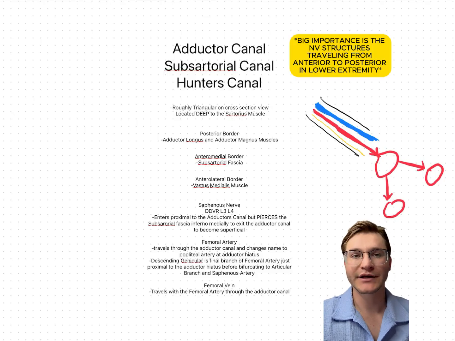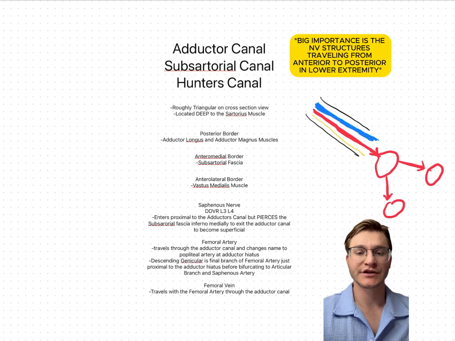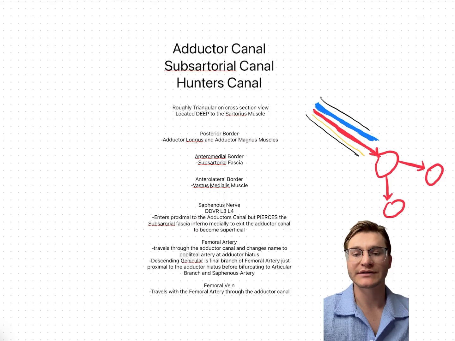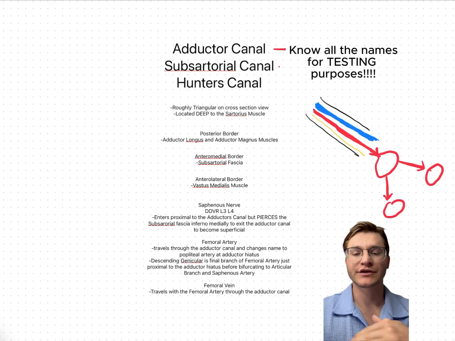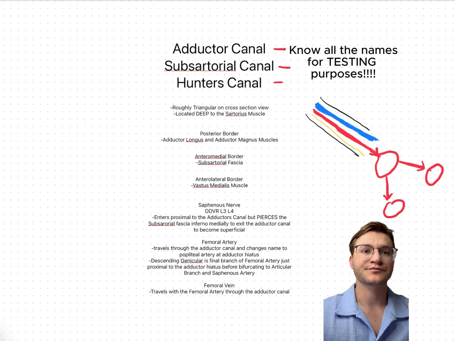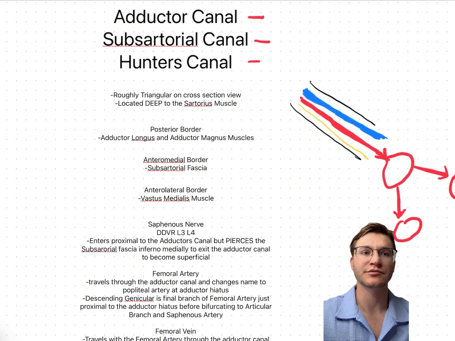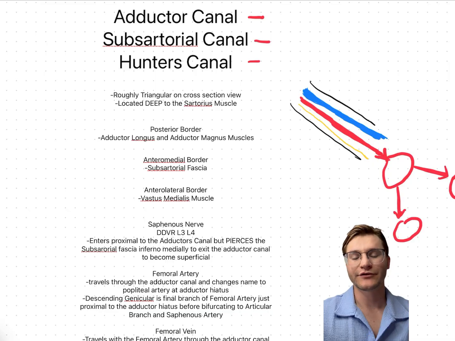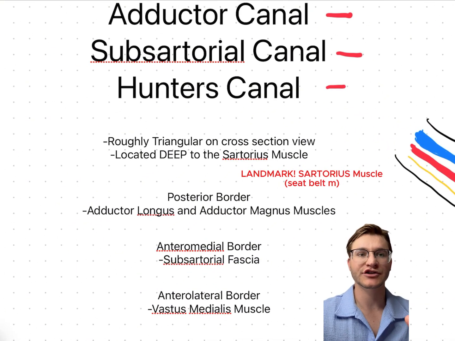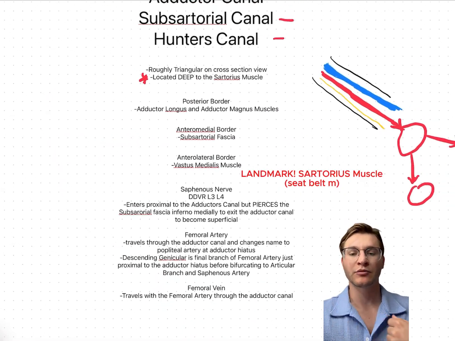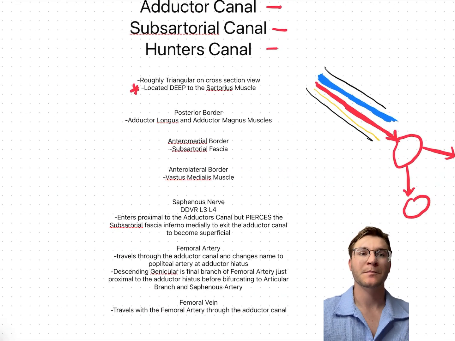So you have the adductor canal, and the name could be changed between subsartorial canal or Hunter's canal. Our subsartorial canal is named because of that fascia that is over the top of it. So knowing all the names is important for testing because they could be used interchangeably once again. It's roughly triangular in cross section, and it's located deep to our sartorius muscle, or our seatbelt muscle, as SpongeBob just showed us. So let's look at our landmarks and our borders.